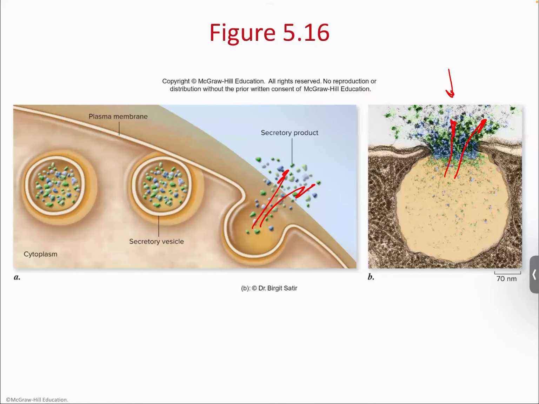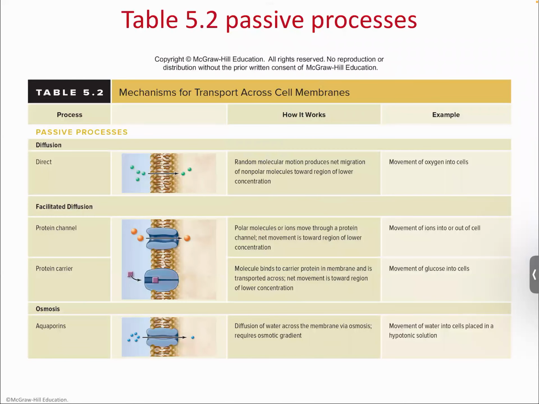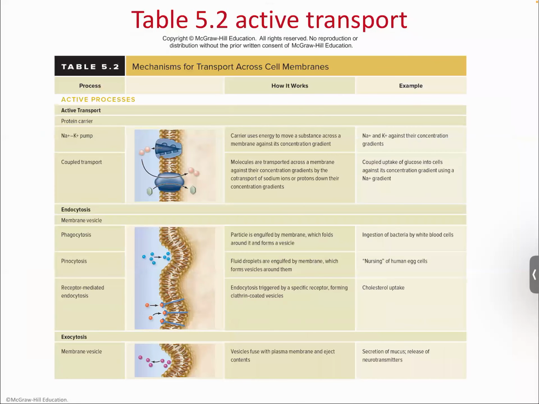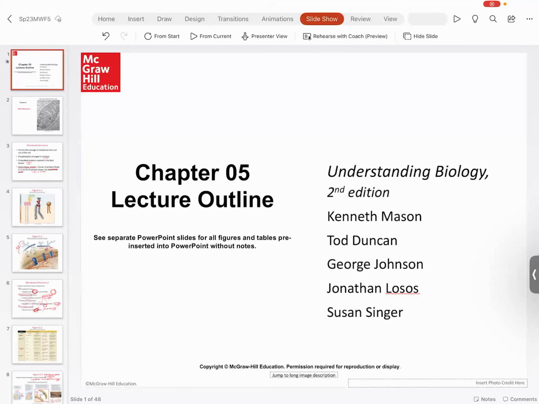Now, this is something we already saw. Okay. So for you table people, you like to study with tables and organize your information with tables. These are your tables. These are your mechanisms for transport. You see facilitated diffusion, carrier and channel driven. You see your active transport, your osmosis, and then you see your endocytosis, both phagocytosis, pinocytosis, receptor mediated, and exocytosis. That's chapter 5.